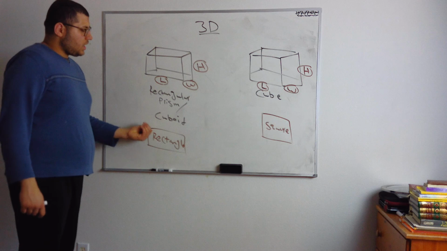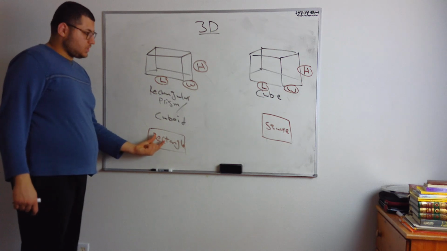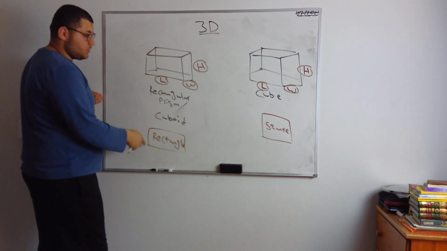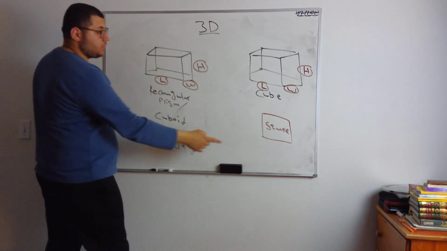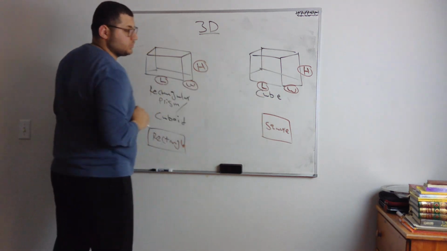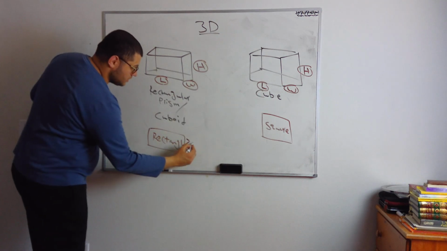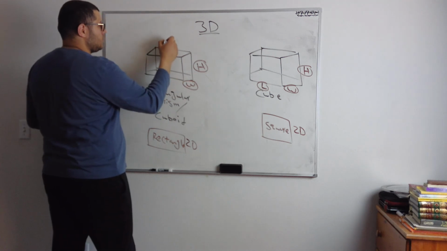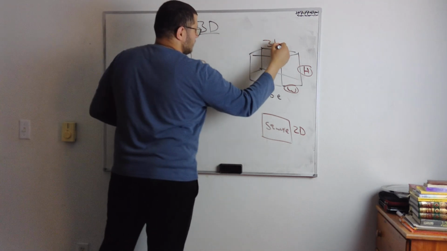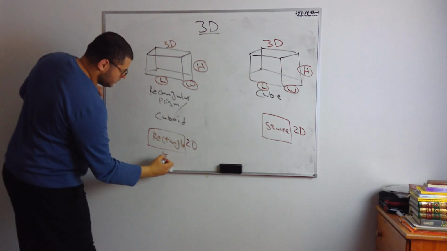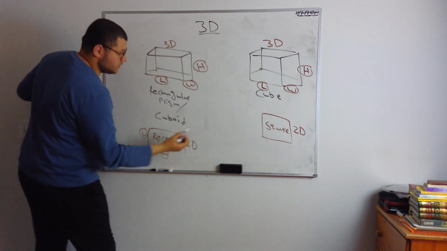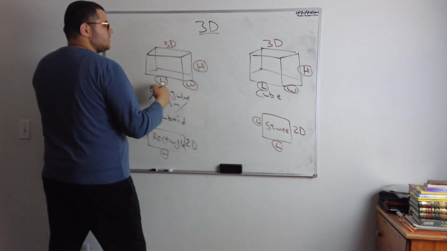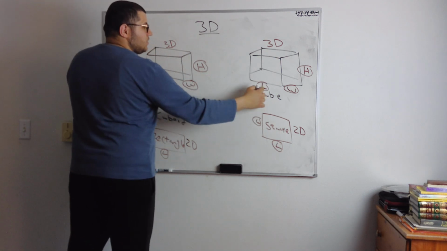So this is the 2D shape. The 3D version of a rectangle is the rectangular prism. The 3D version of the square is the cube. Okay, so this is 2D, two-dimensional. But this is 3D. Why? Because this has a length and a width, two-dimensional. This also has a length and a width, meaning it's two-dimensional. But these shapes right here, they have 3 dimensions.